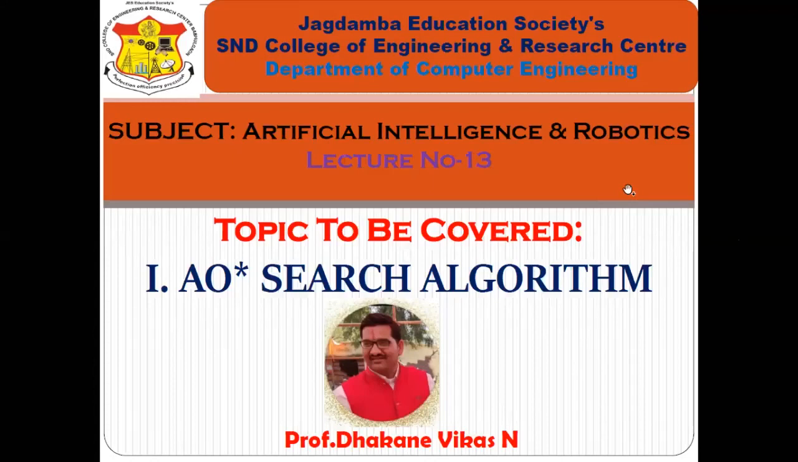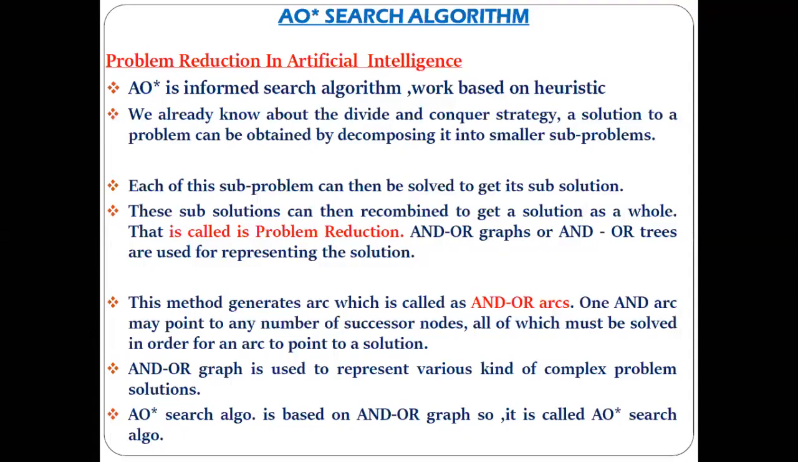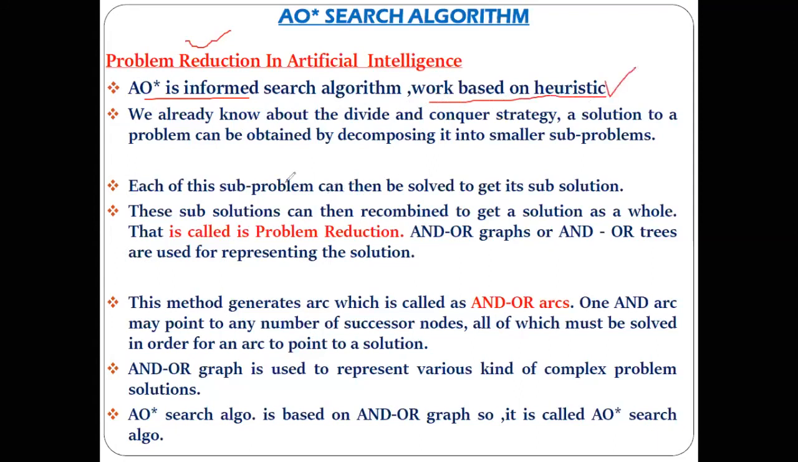Now, the next important one in informed search is the AO star search algorithm. That is our today's point of discussion. Before we actually start with the AO star searching algorithm, why it is called AO star and so on, first we have to discuss some supporting points. All of you are very much aware of the concept of problem reduction. AO star is also a kind of informed search based on some kind of heuristic value.